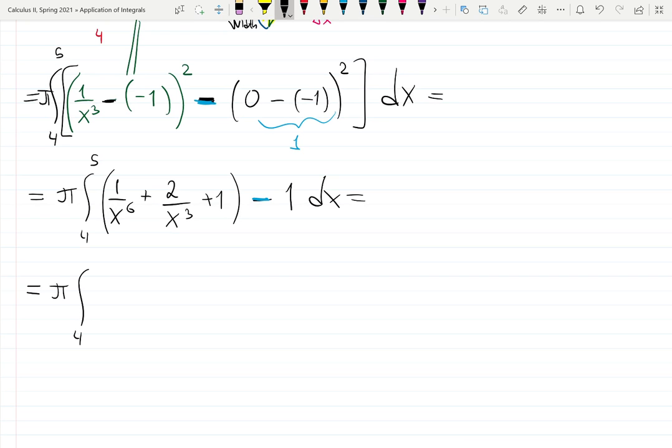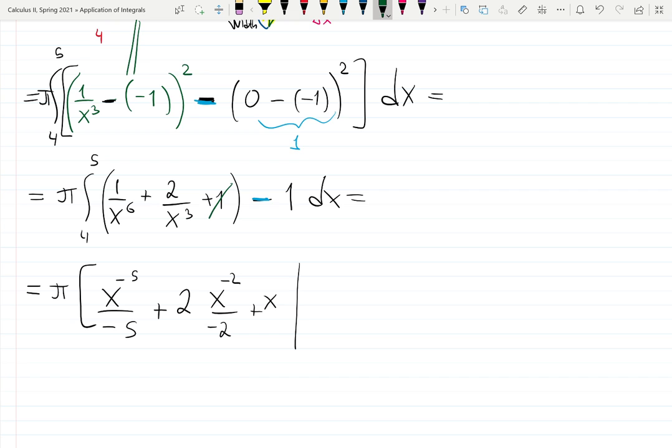Start integrating from 4 to 5. x to the minus 6 gives you x to the minus 5 over minus 5, plus 2 x to the minus 3 will be x to the minus 2 over minus 2, plus x, because integral of 1 is x. Oh, actually very interesting. I just realized that this one and this one cancel out. That's why I'm thinking x minus x. That sounds weird. Yeah, they cancel out.